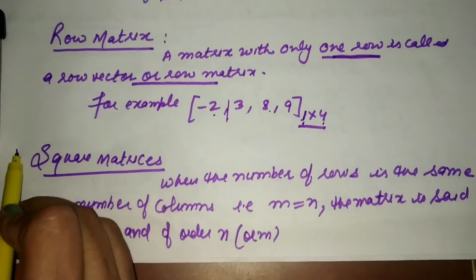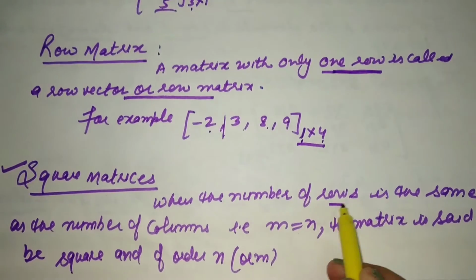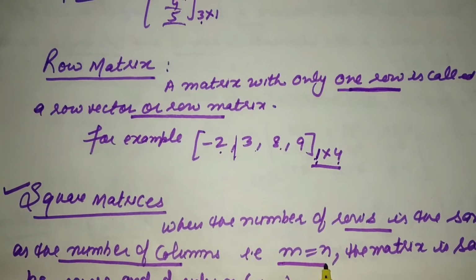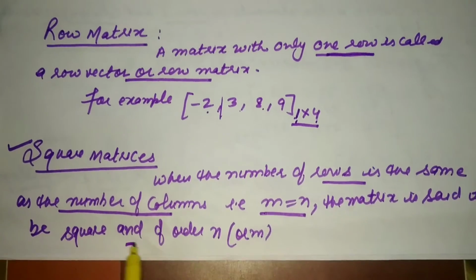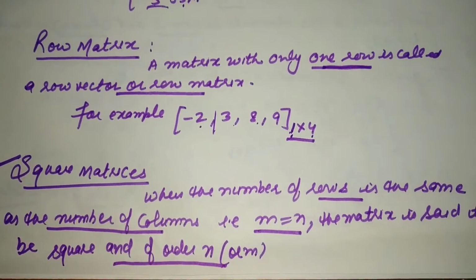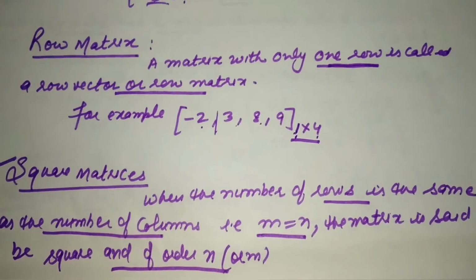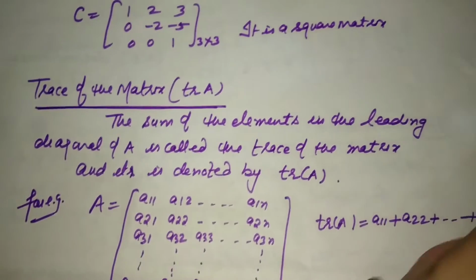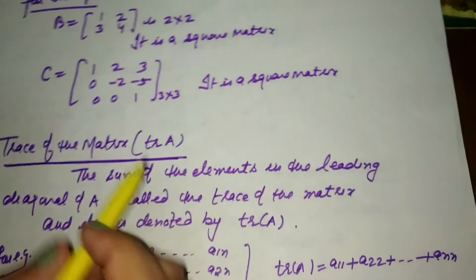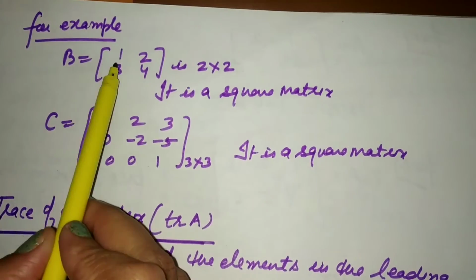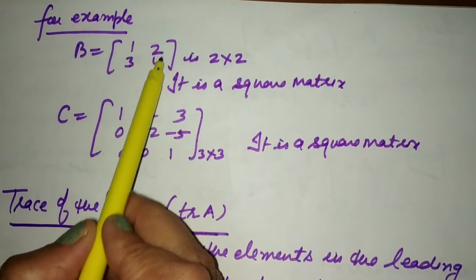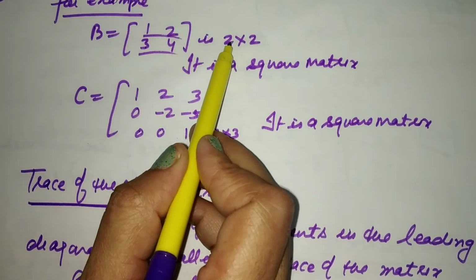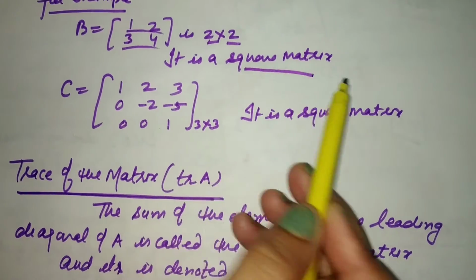Now I will explain the square matrix. When the number of rows is the same as the number of columns, that is M is equal to N, then the matrix is said to be square and its order is N or M. That means the number of rows and the number of columns are the same. Then we can say this is a square matrix. For example, B is equal to 1, 3, 2, 4. So its order is 2 rows and 2 columns. The number of rows and columns are the same, so it is a square matrix.